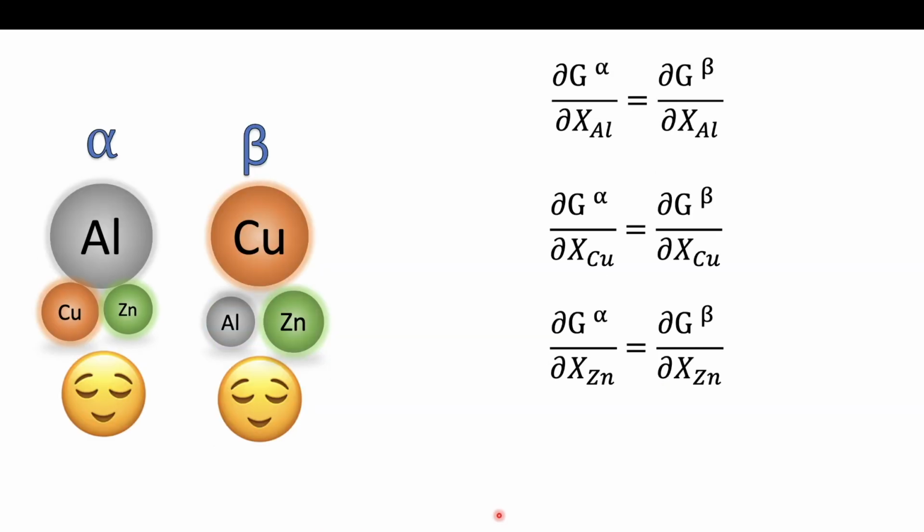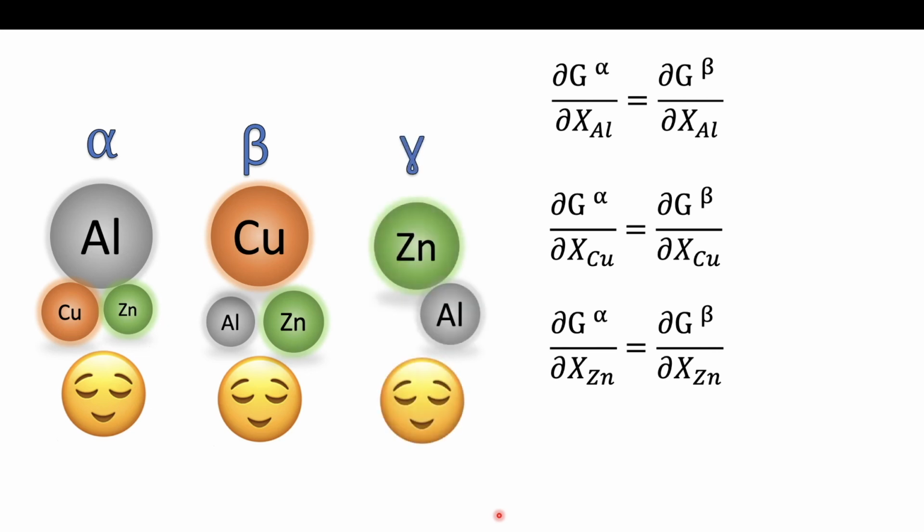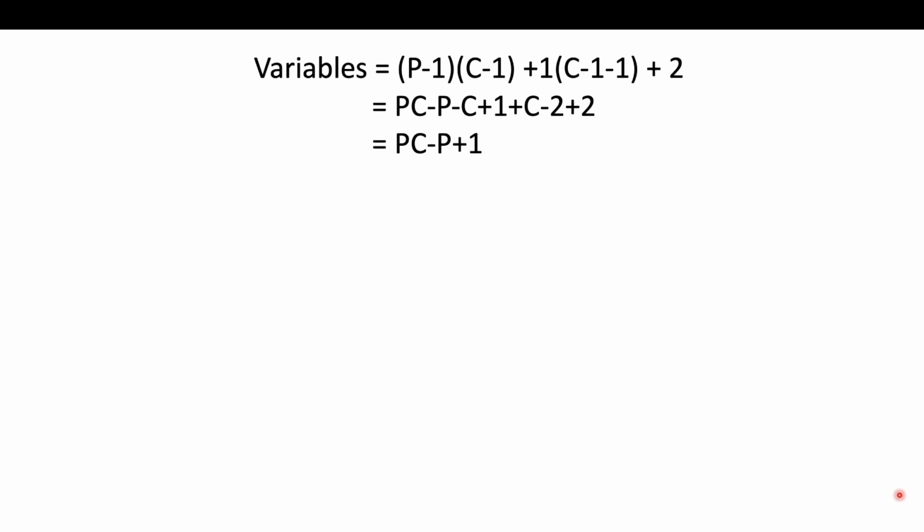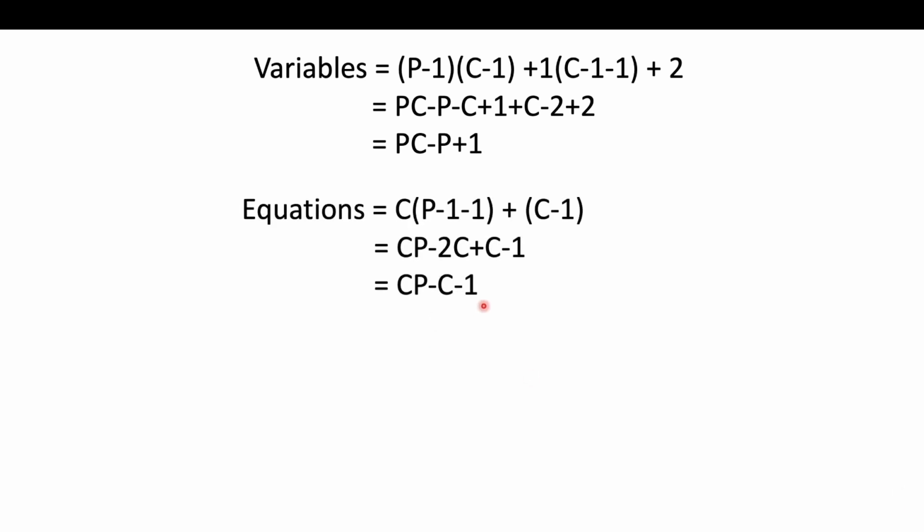Now to figure out the number of equations which we have when we have this Pth phase which has 1 less component, we can see that for C components, because they exist in P minus 1 phases, you would have C times P minus 1 minus 1 equations. And for the last phase, since you have only C minus 1 components, you can only get C minus 1 equations. So the number of equations becomes this. So we figured out how many variables we have, and we figured out how many equations we have.